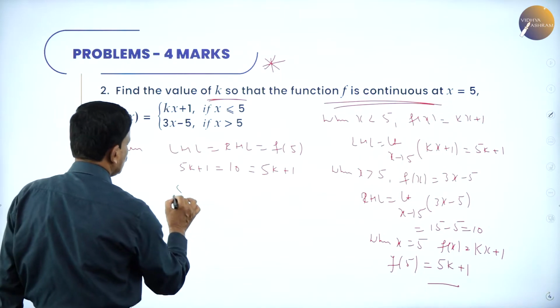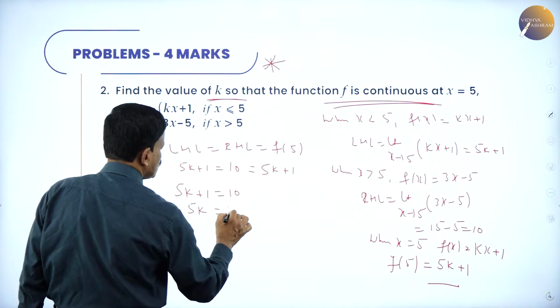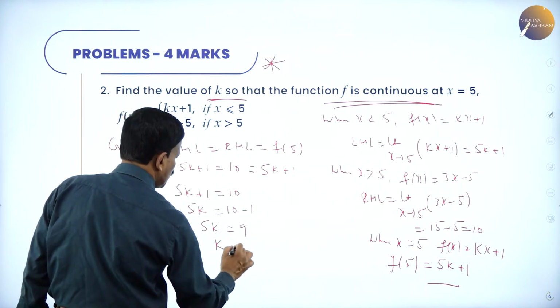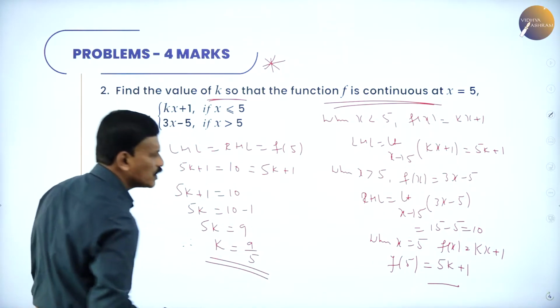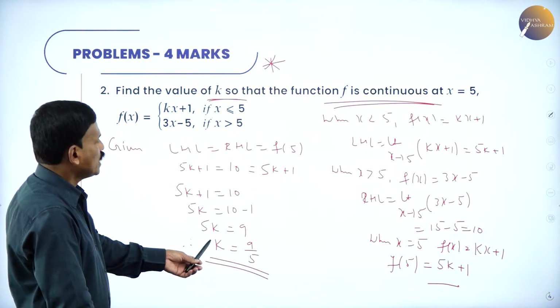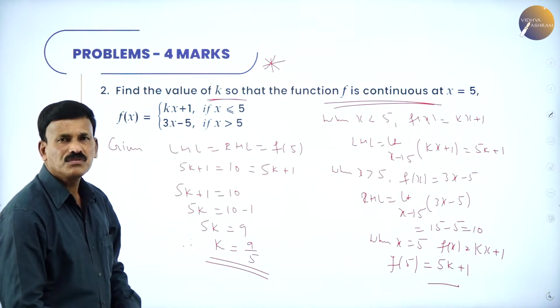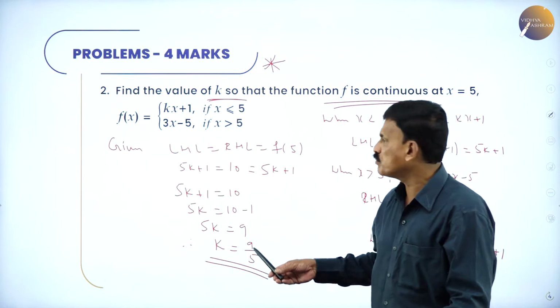So, if I equate this, 5k plus 1 is equal to 10, 5k is equal to 10 minus 1, 5k is equal to 9, k is equal to 9 by 5. So, therefore, k is equal to 9 by 5 is the required value. So, at k is equal to 9 by 5, the function is continuous at x is equal to 5. Okay. This is very important and easiest problem.